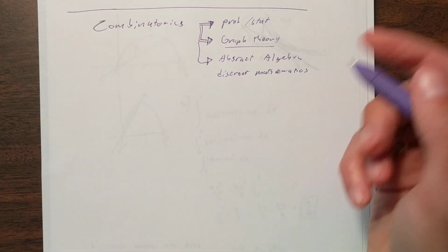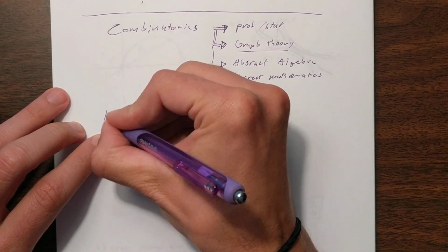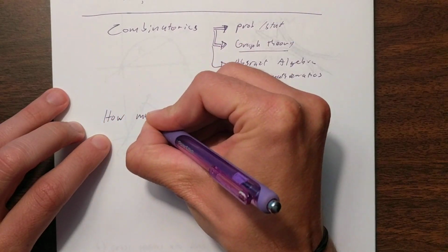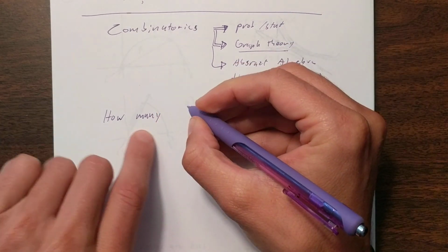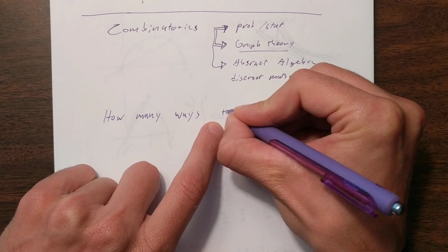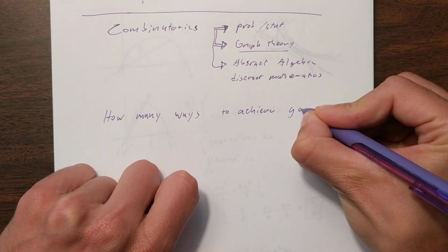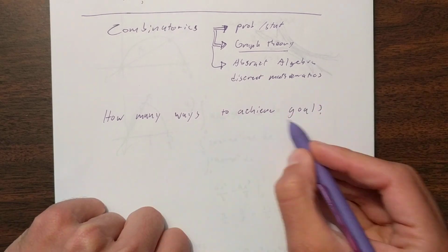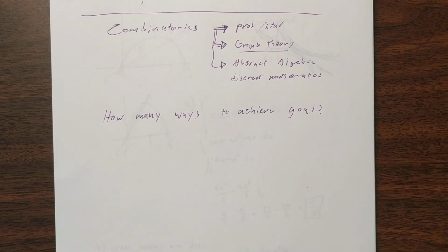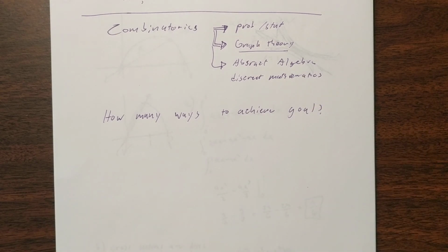So combinatorics is a simple question. Combinatorics is basically based on the question, how many ways to achieve a goal? Right? How many ways is there to achieve some sort of goal? That's the question of combinatorics. Now, what is the goal? That's kind of the open-ended thing.